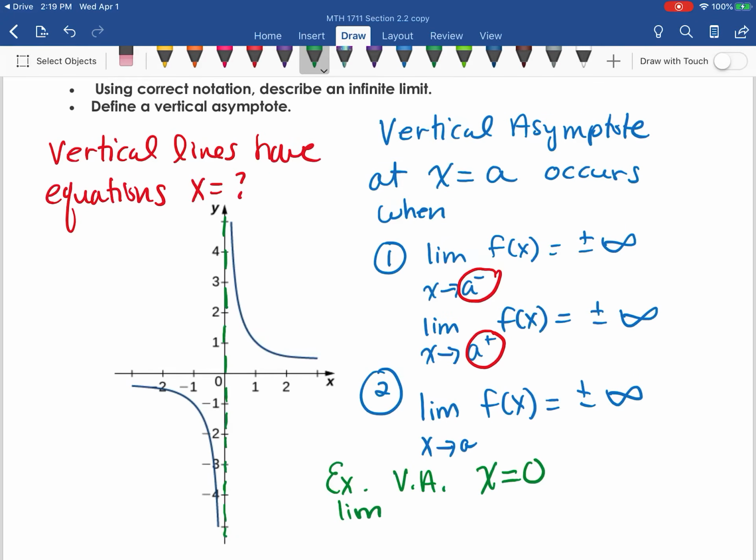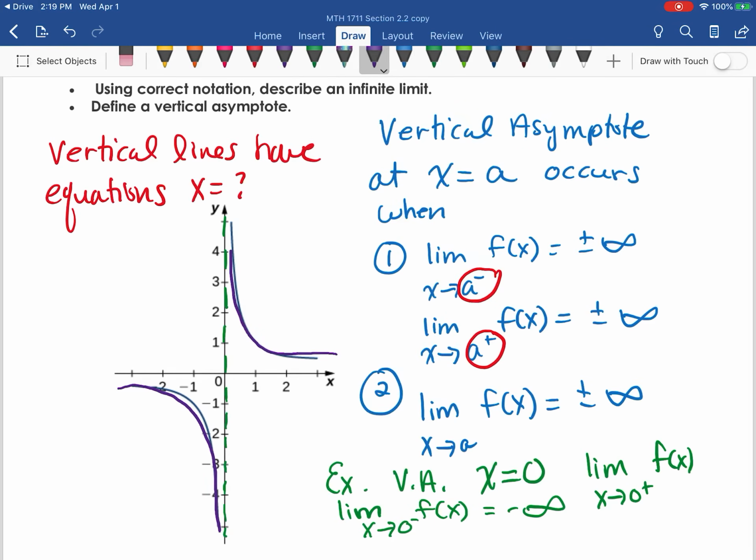And I know that because I have the first situation where I have the limit as x approaches 0 from the left of f of x. That limit, let me trace it here in purple, as I come from the left and I come down, I'm approaching minus infinity. And then coming from the right on the graph, let me trace that in purple. Coming from the right, approaching 0, I'm going up without bound, so that would be positive infinity.